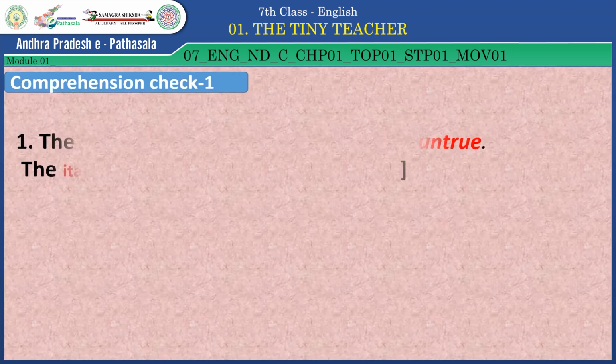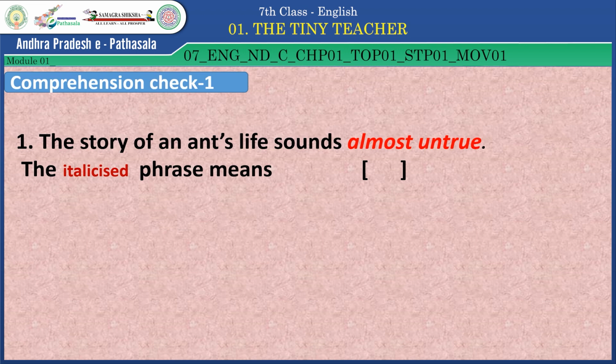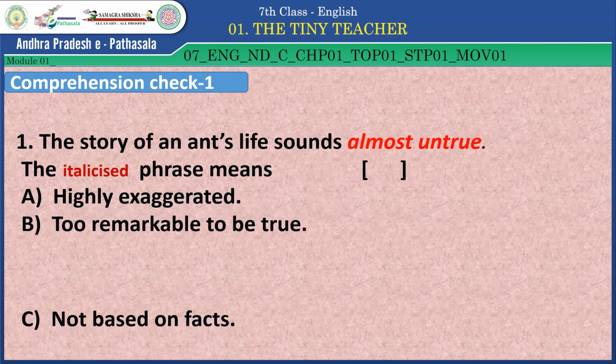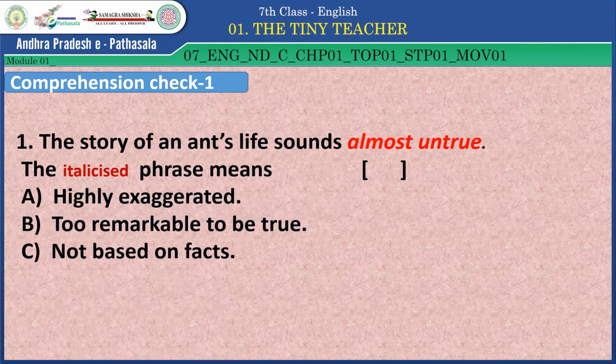The story of an ant's life sounds almost untrue. The italicized phrase means A, highly exaggerated, B, too remarkable to be true, C, not based on facts. Yes, children, you are perfectly correct. The answer is option B, too remarkable to be true. Congratulations!